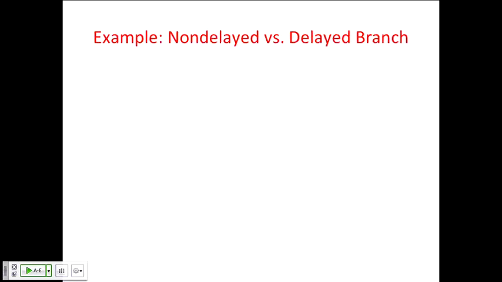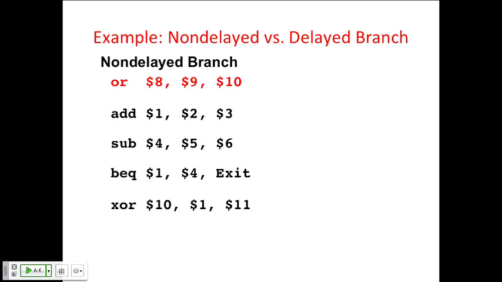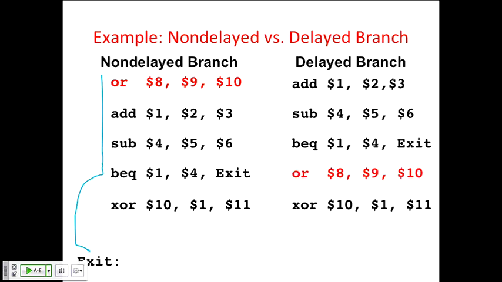Okay, so this seems a bit crazy, but I'll show you a non-delayed branch, what you would expect to happen if you're a software person. If I see code like this, OR, subtract, branch if equal, XOR, the branch is taken, at this point I jump to exit. That's what you'd expect to happen. But in a machine with delayed branches, what actually happens is, see, I'll move this OR instruction down here. After the branch, the next instruction is always executed, and then the branch is taken.